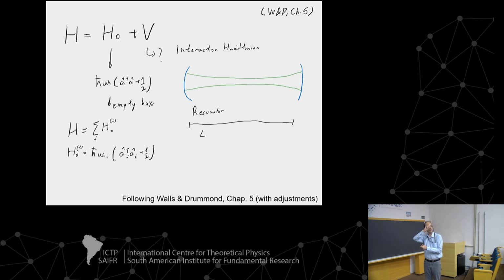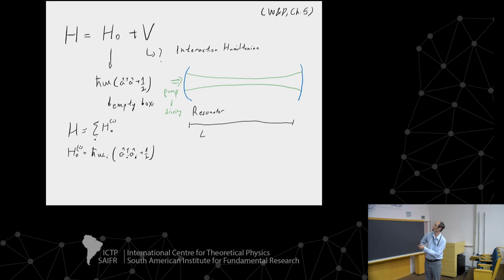We are looking at just one mode of this resonator, a Fabry-Perot resonator, or we can look at a set of different resonances here. Please take a look in Walls and Drummond, chapter 5, to follow it. But the idea is that now we have the interaction, and can be different effects.